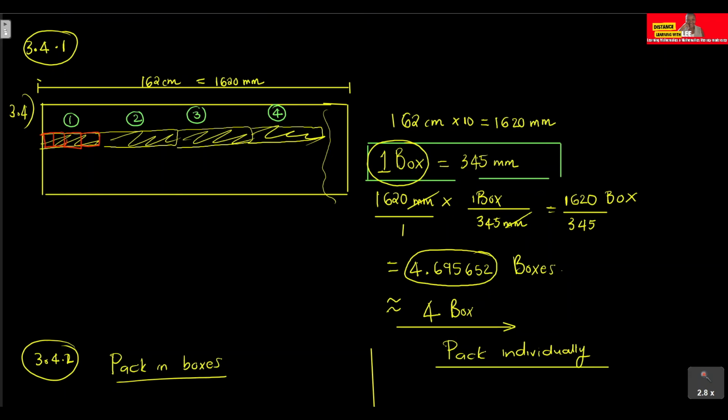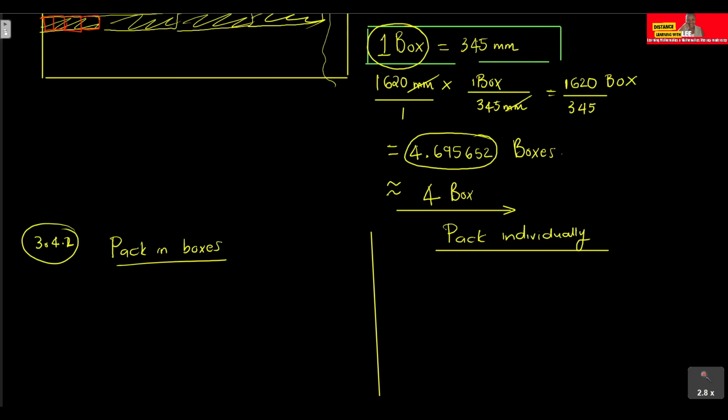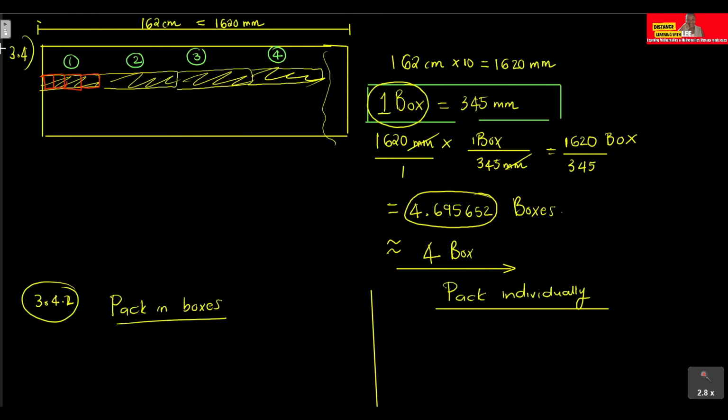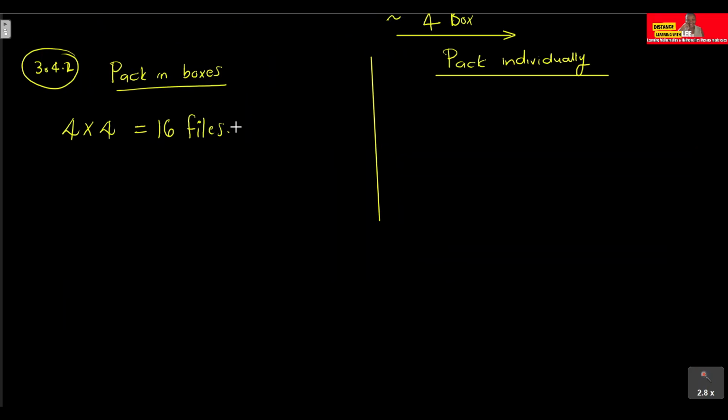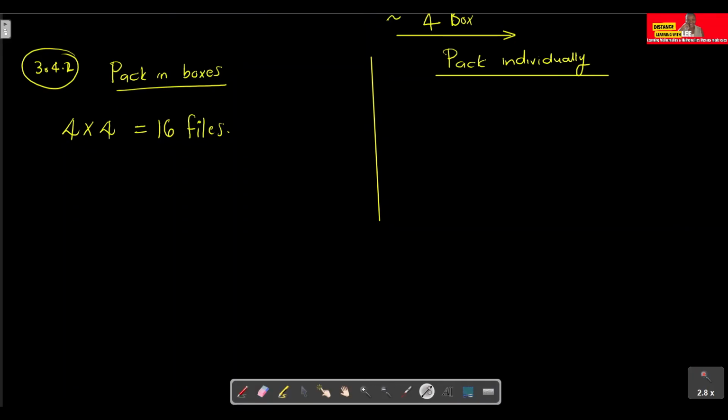So for us to determine how many files we would be able to pack when we are packing with boxes, what do we need to do? We're going to take these 4 boxes and multiply by the 4 files in each box. So here we see that if we decide to pack our files using boxes, we can only pack 16 files.